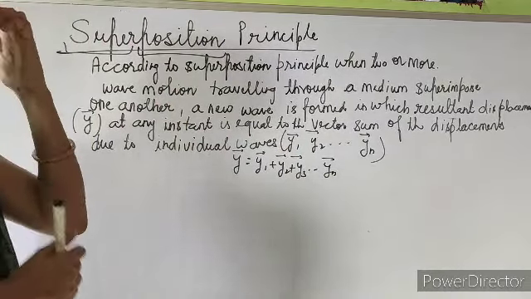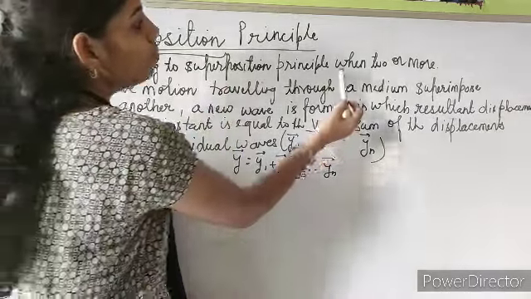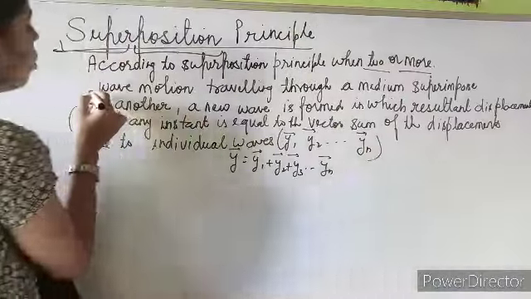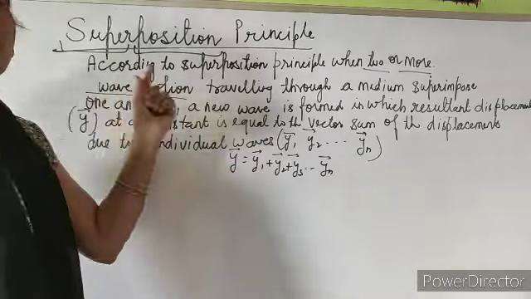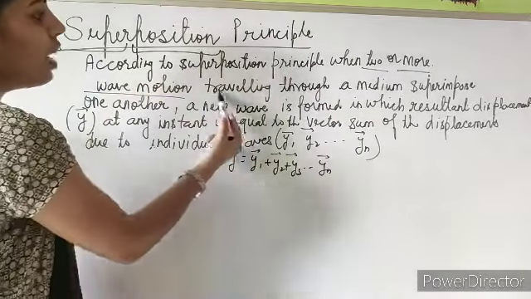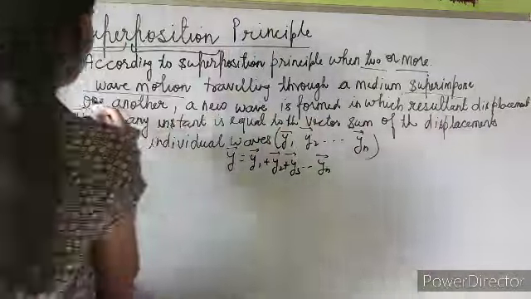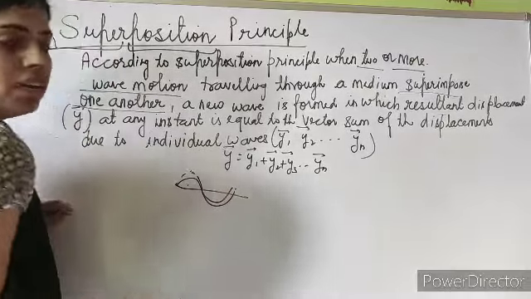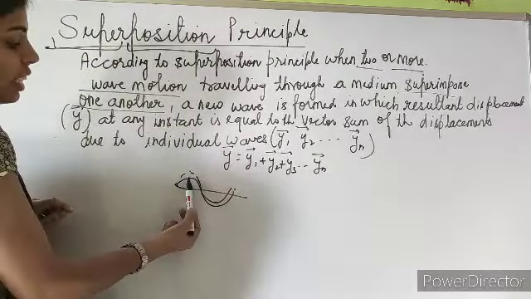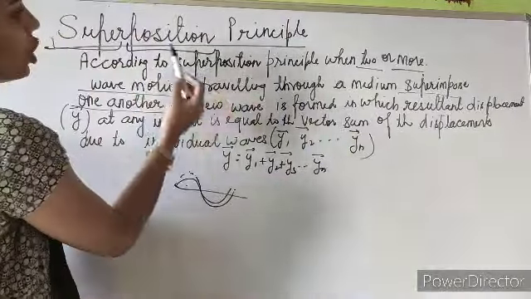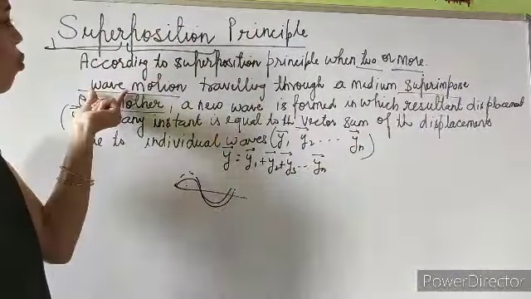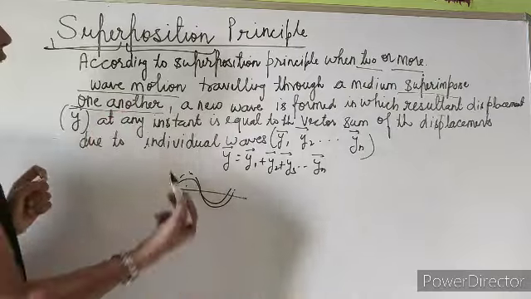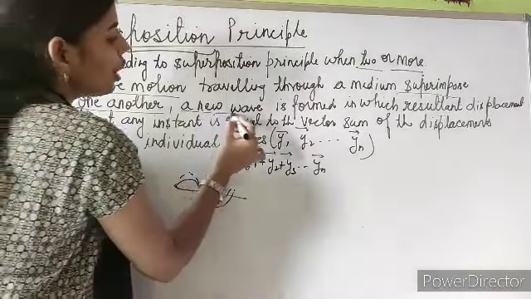What does the superposition principle state? According to the superposition principle, when two or more waves, as I have told you, we are talking here about two or more wave motions, traveling in a medium, superimpose one another. Suppose this is one wave, this is another wave falling on the other. This is known as superposition or superimposition. When one or more wave motions traveling through a medium superimpose one another, a new wave is formed.